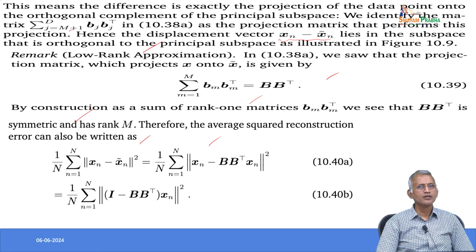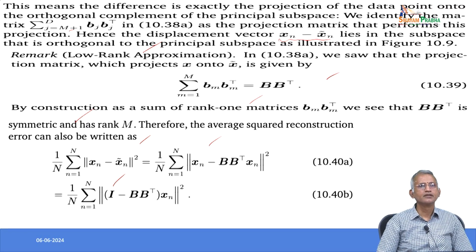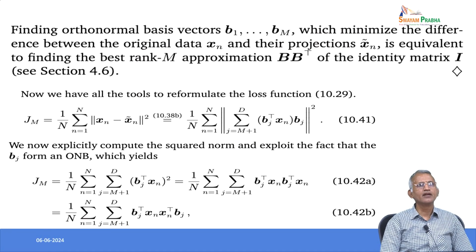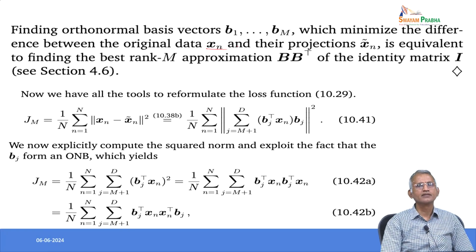So, this becomes 1 by N into norm of (I minus BB transpose) x_n squared. So, finding orthonormal basis vectors b1 to bM which minimize the difference between the original data x_n and the projection x_n bar is equivalent to finding the best rank M approximation BB transpose of the identity matrix I. So, we have all the tools to reformulate the loss function.